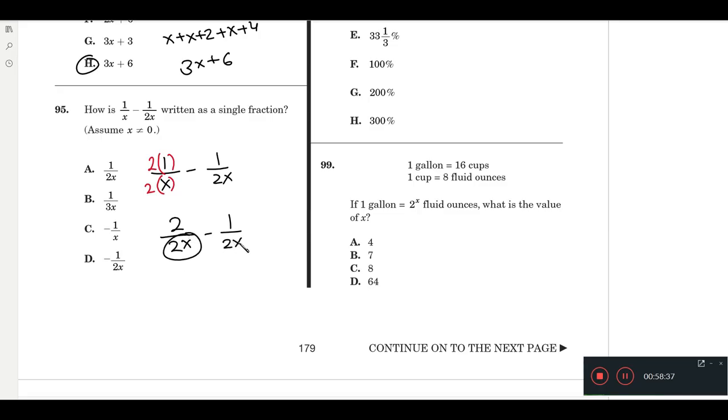Good. Now you see the denominator is the same. And then you get 1 over 2x. So we keep the denominator, and we subtract the numerator. That's 1. Yeah, that's the answer. So it's A.